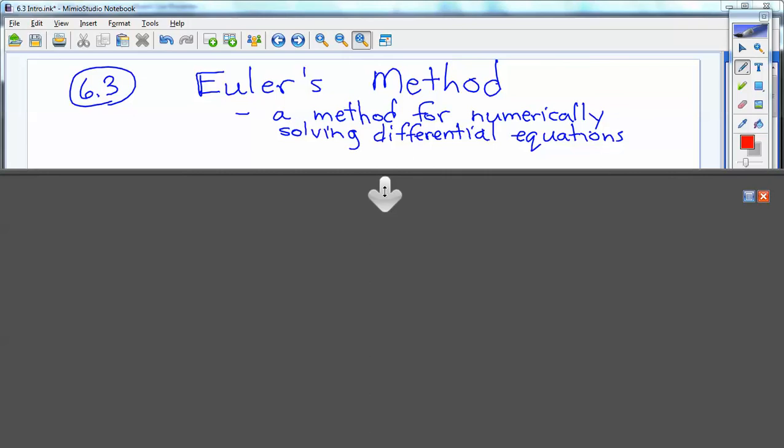Okay, Euler's method. What Euler's method is, is a method for numerically solving differential equations. Okay, so now let's review what a differential equation is. What is it? An equation with a derivative in it.